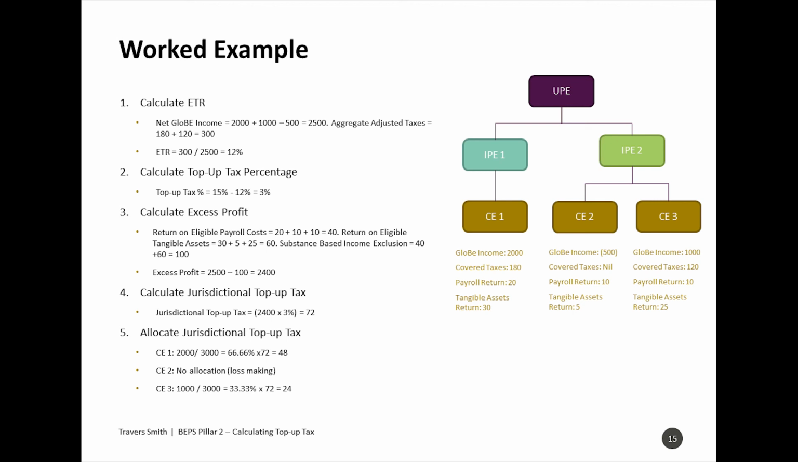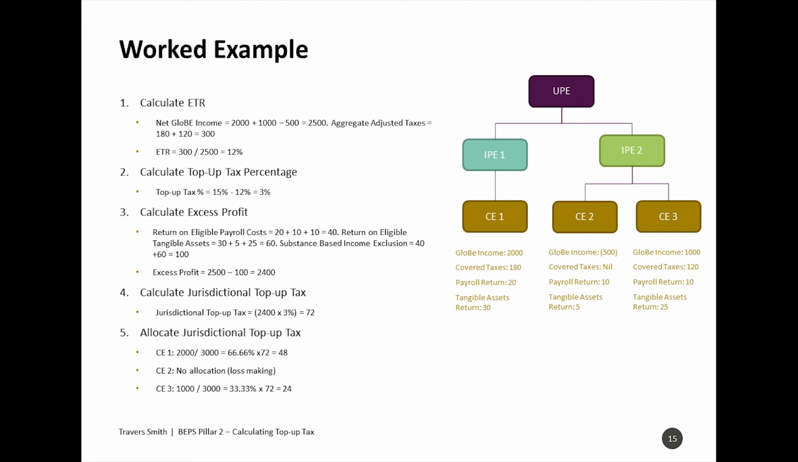Next step is to calculate the top-up tax percentage, and the top-up tax percentage is the minimum tax rate of 15% less the effective tax rate. We've just calculated the effective tax rate, it was 12%, so that gives you a top-up tax percentage of 3%.